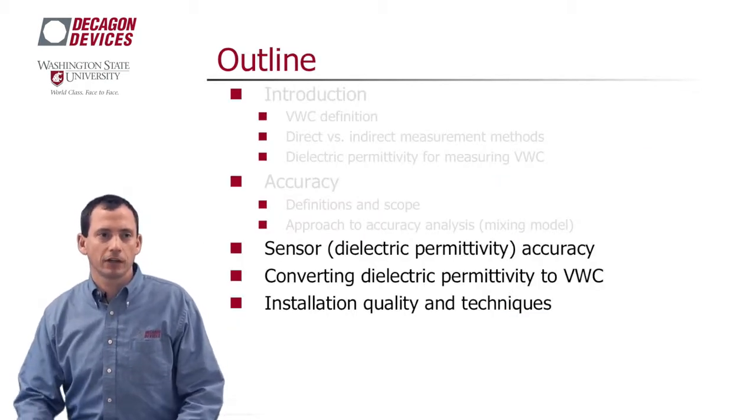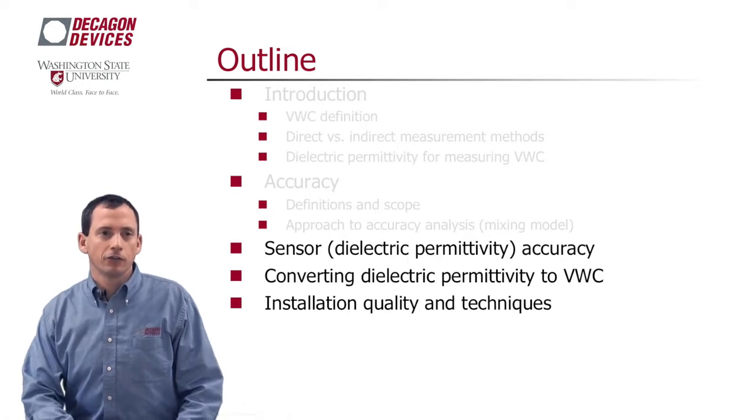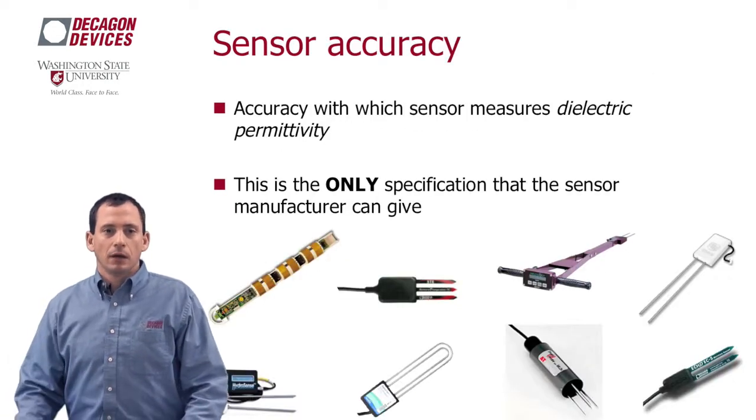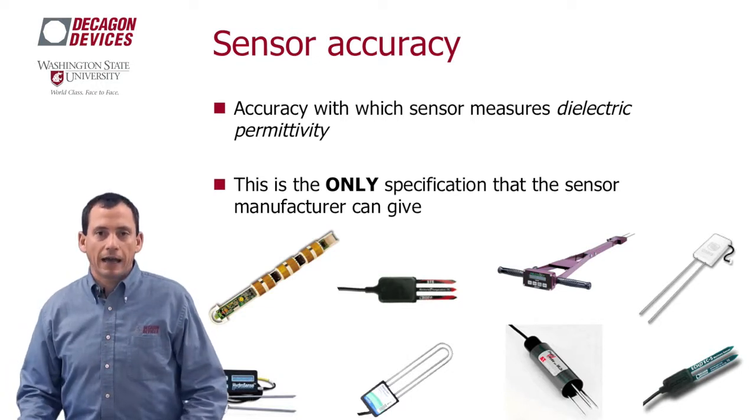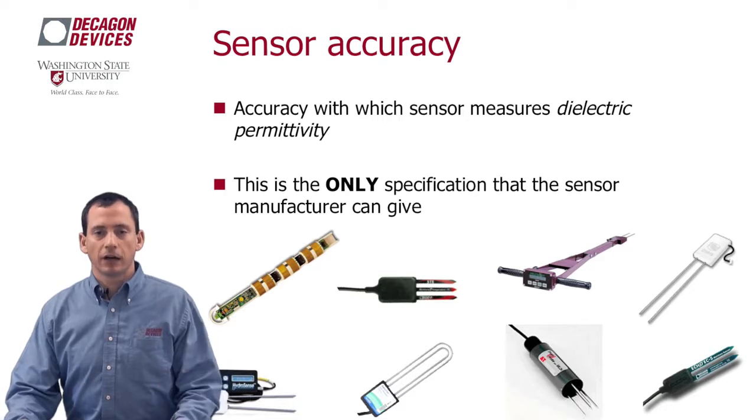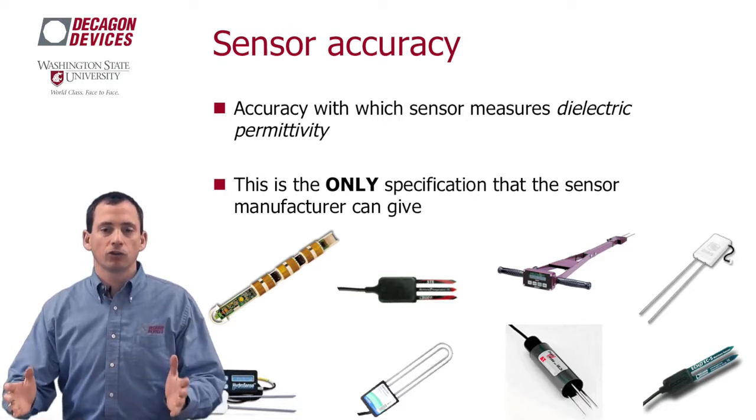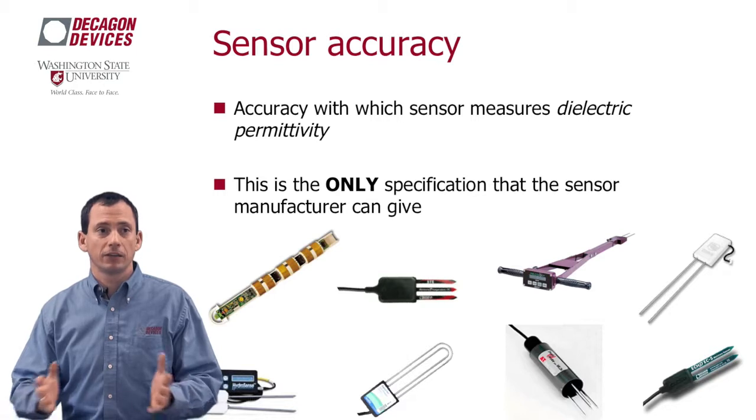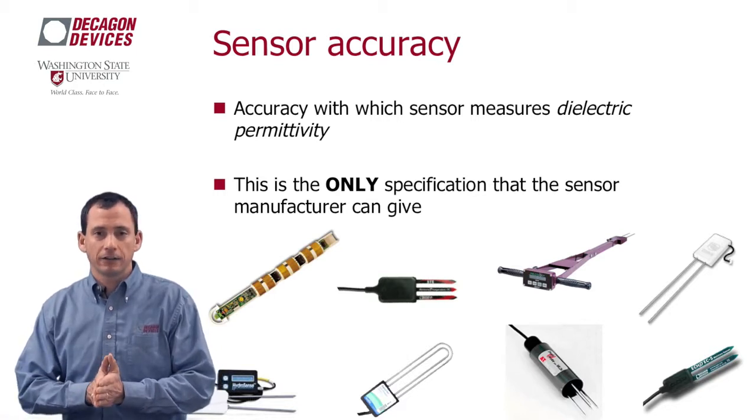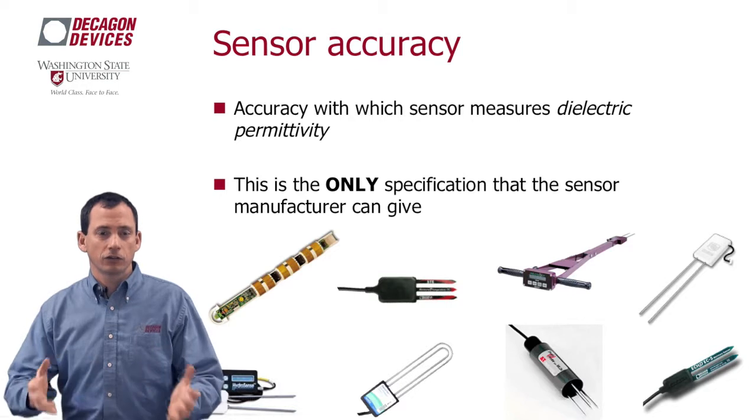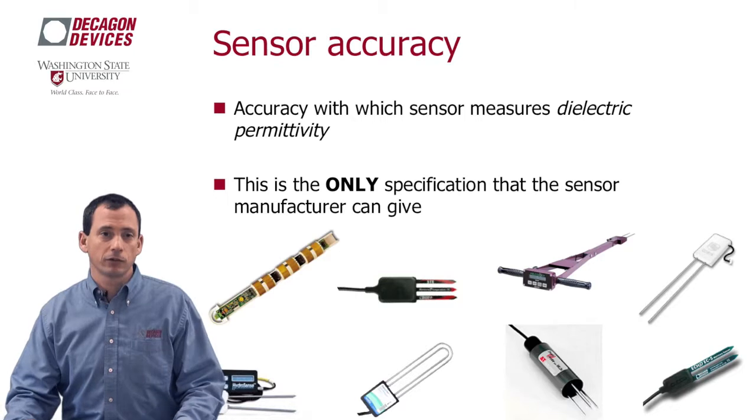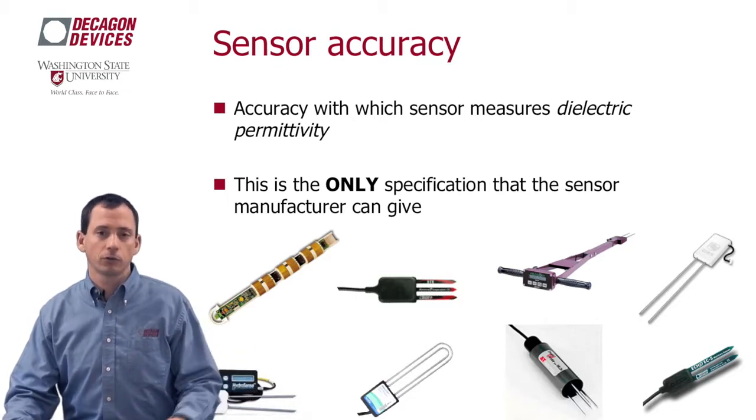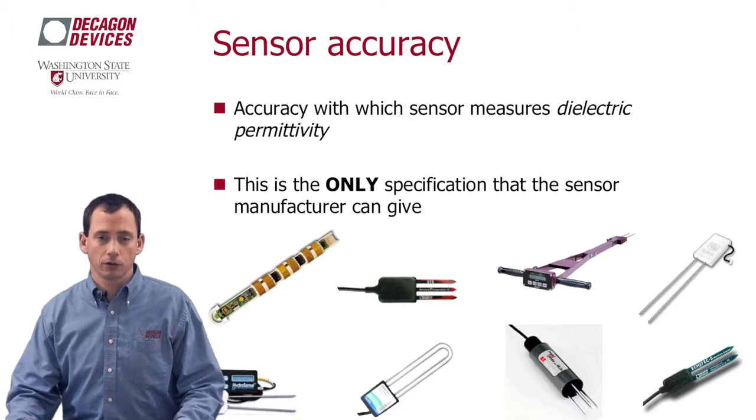Okay, so now let's get into it. Let's start talking about our sensor accuracy. As I said just a second ago, the sensor accuracy is the accuracy with which the dielectric permittivity sensor can measure dielectric permittivity. This is the only specification that the sensor manufacturer can give. These sensors don't, of course, directly measure soil water content. They measure the dielectric permittivity. And this is all that myself or any of the other sensor manufacturers and sensor developers can control.